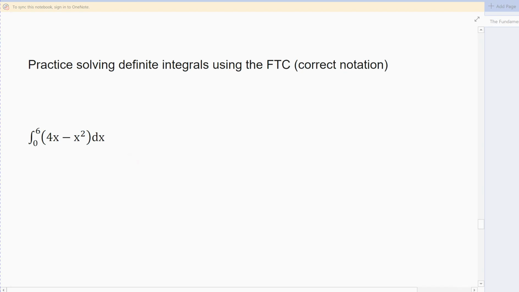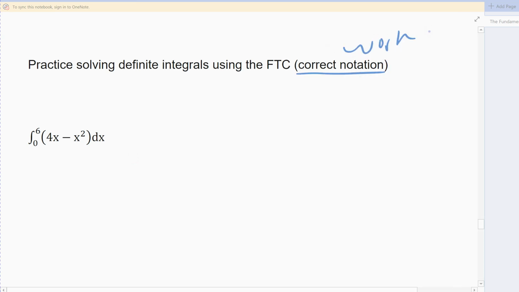Alright, now I'm just going to practice solving some examples of the definite integral using the fundamental theorem of calculus. Again, the notation's important, so when I ask you to solve this by hand using the fundamental theorem of calculus, this is the notation I want to see. This is the work I want to see. Alright, correct notation and work.